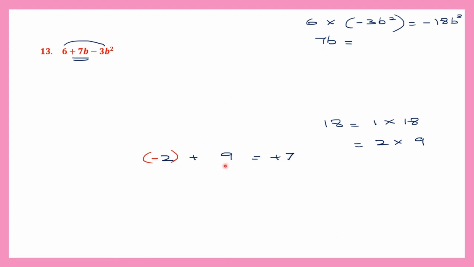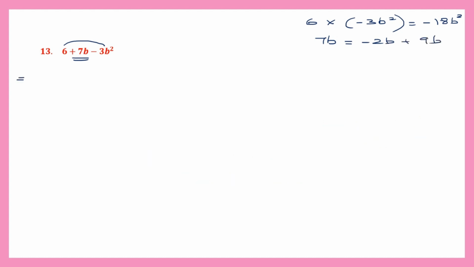Now let's multiply these two and see what we get. Minus 2 into 9 is minus 18. So we have got minus 18 here and minus 18. So I have split 7b into minus 2 plus 9. Let's write it there. So that is minus 2b plus 9b. Let's write it here now. So here what do we have? 6 as it is. We have split 7b into minus 2b plus 9b. And we have minus 3b square.